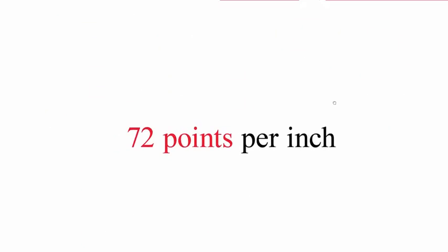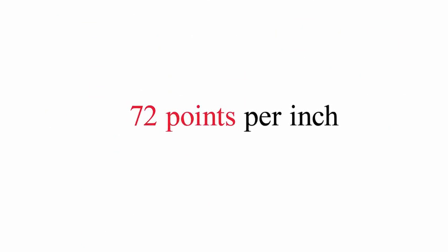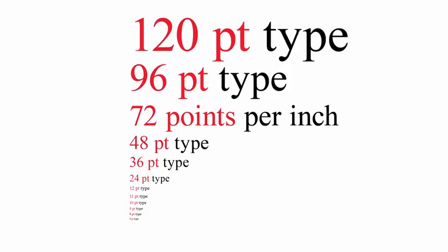Now, what is a point, you might ask? And that's a very good question. Basically, there are 72 points in an inch, so a point is 1/72nd of an inch. And this might sound like a confusing system, but it's actually very useful because it can be mathematically divided into a very harmonious proportional system.